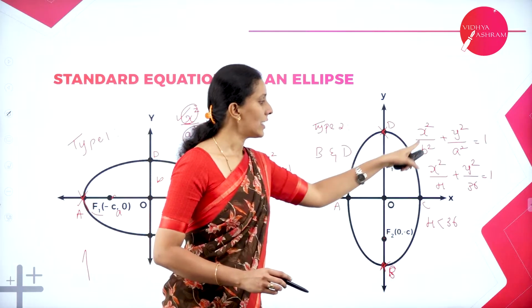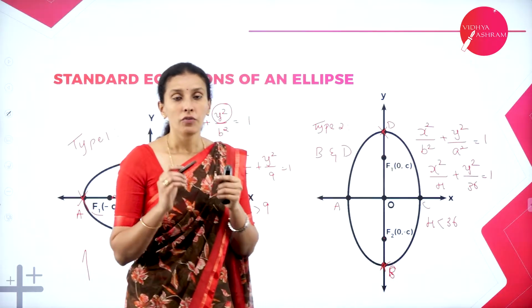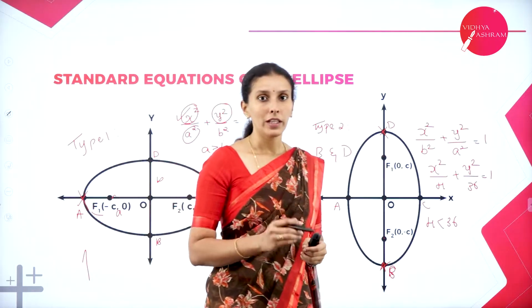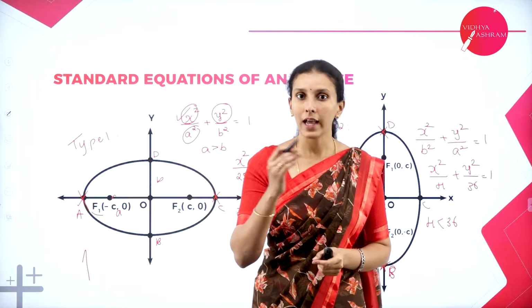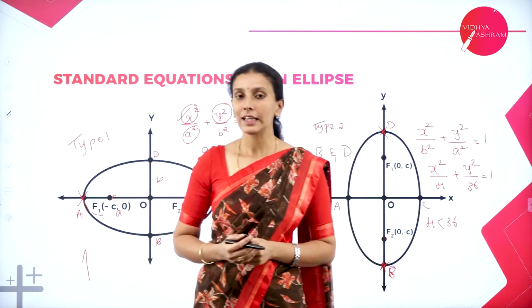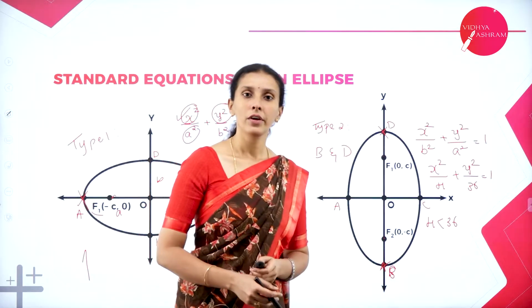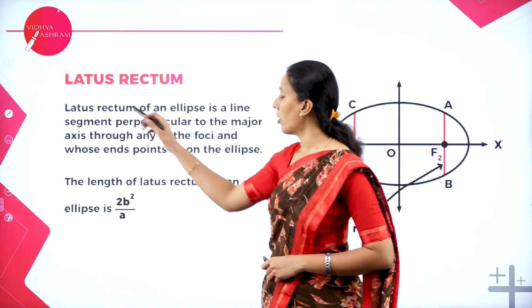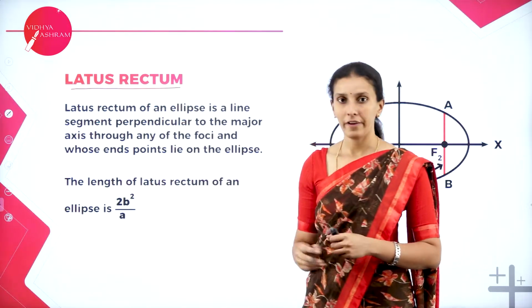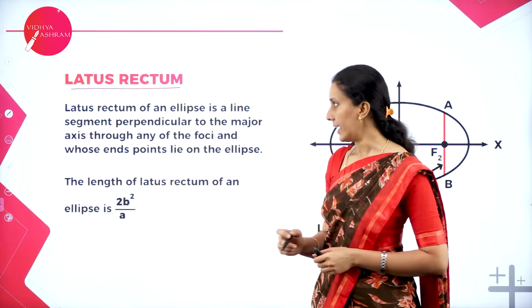So, whenever a standard equation is given, first identify whether it is of type 1 or type 2, then we can write the characteristics of the given ellipse. Again, we have one more concept called latus rectum. So, what do you mean by latus rectum?